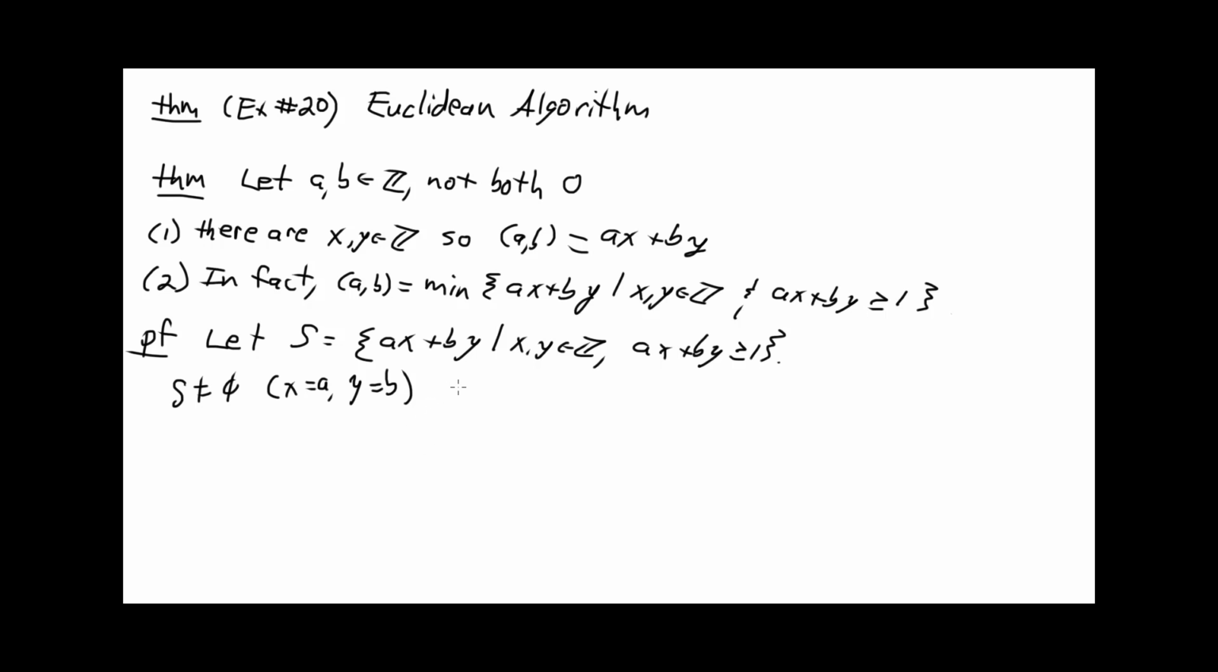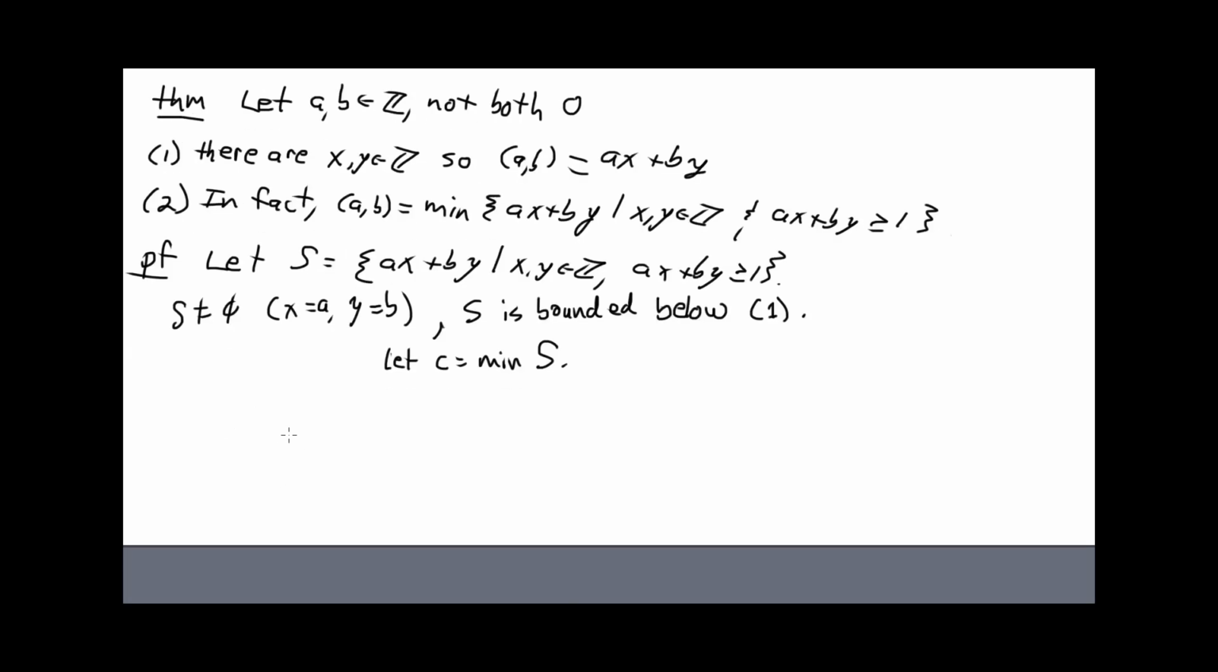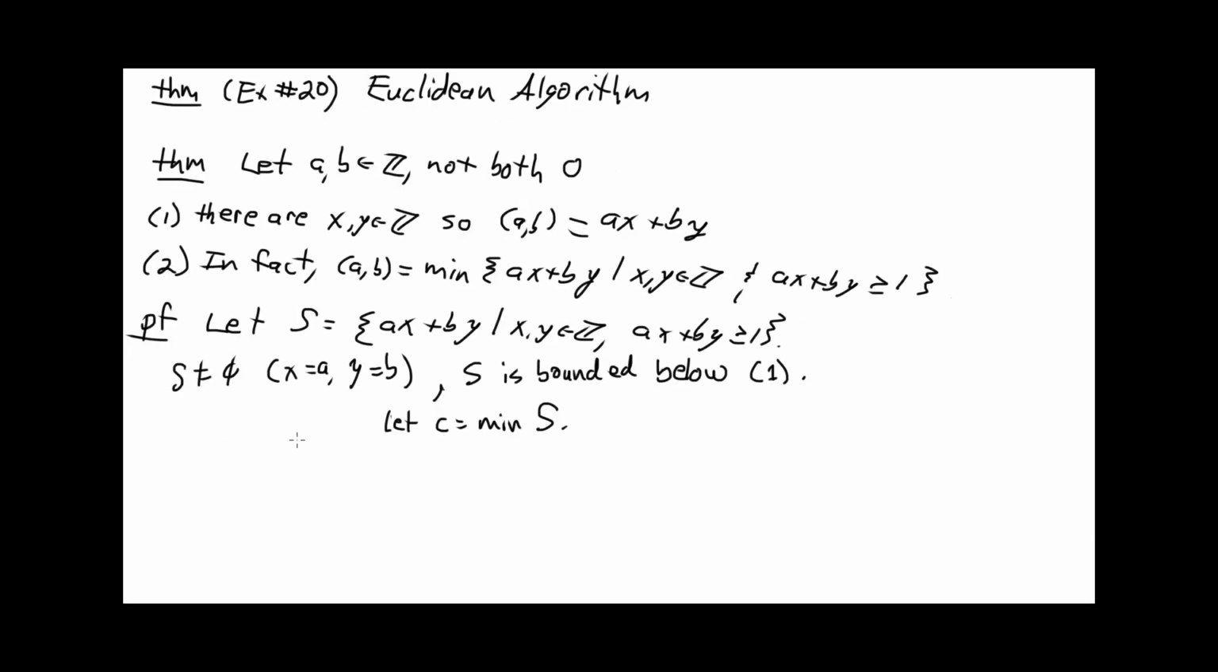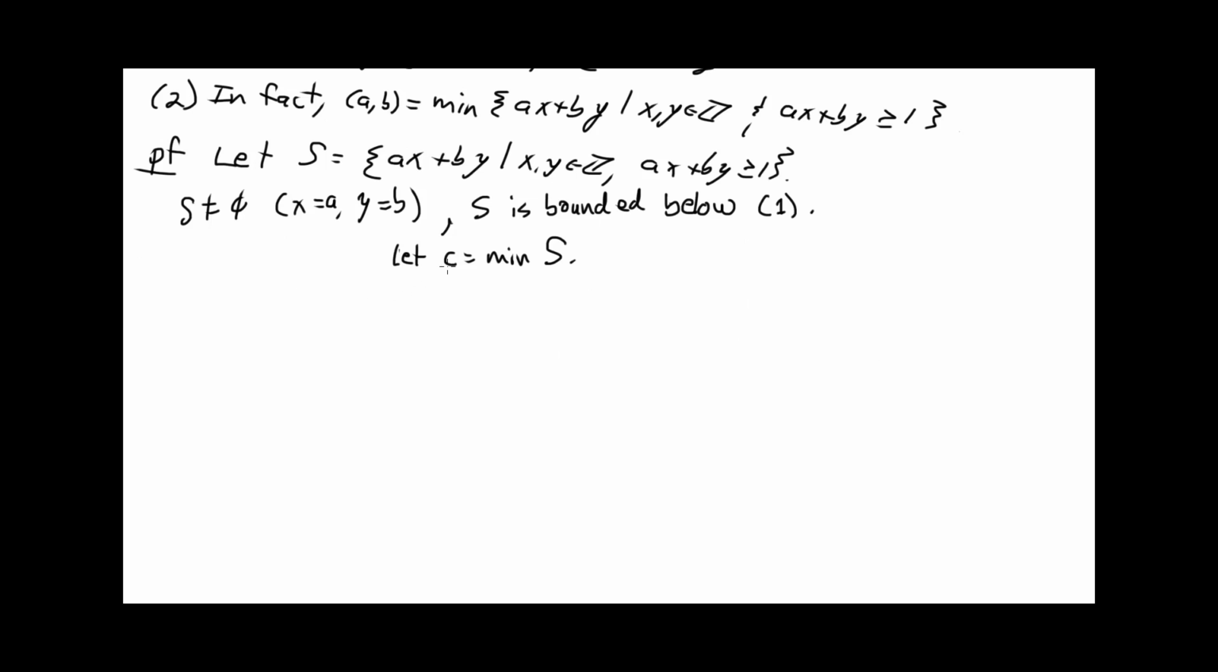Also, it's clearly bounded below by 1. So it's a non-empty set bounded below, and because it consists of integers, then we get this result that there is a minimal element. We're going to call that minimal element c. And we claim it's going to turn out that, okay, so we have c is the minimum of these linear combinations that are at least 1, and our claim is that c will be our greatest common divisor. If we do that, then we've proved number 1 and 2, of course.